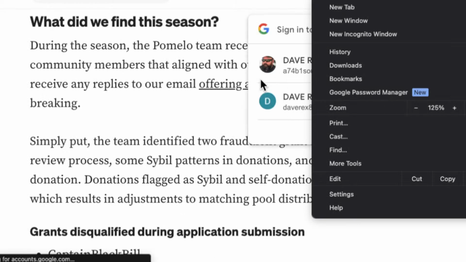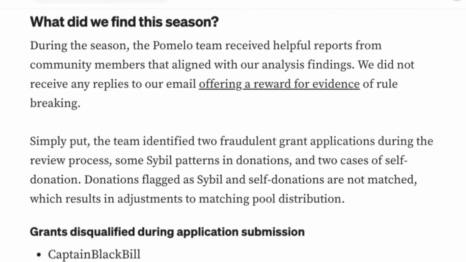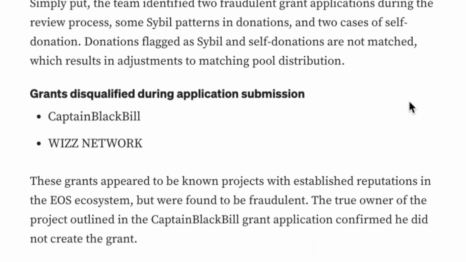There were 2 grants that were disqualified during the application submission. Captain Black Bill and Wiz Network are grants that were disqualified. At first glance, these grants appeared to be known projects with established reputations, but were found out to be fraudulent. For example, the true owner of the project outlined in Captain Black Bill was able to confirm to us that he was not the one that created the grant. So those 2 grants were disqualified.